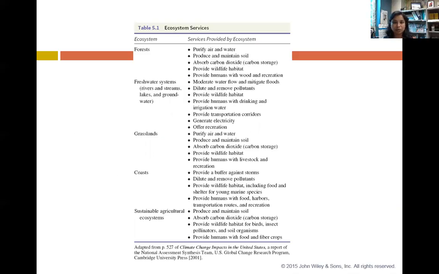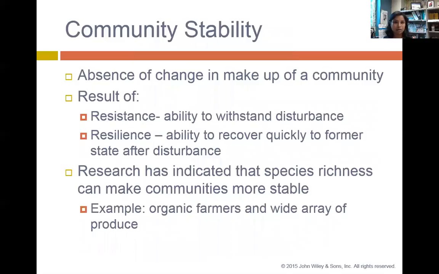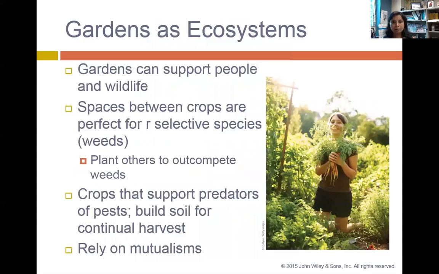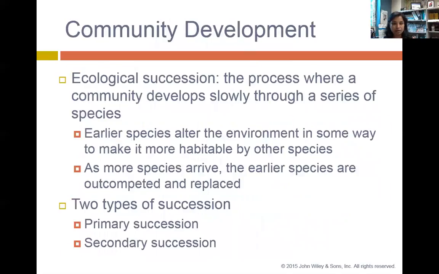So please read through it, know it, understand it, remember it. And then community stability, you guys already know. Community stability and its resilience to change or disturbances depends on its species richness, right? And then read about gardens as ecosystems, talking about sustainable gardening. Don't grow daffodils where daffodils should not be growing, is where that's going.